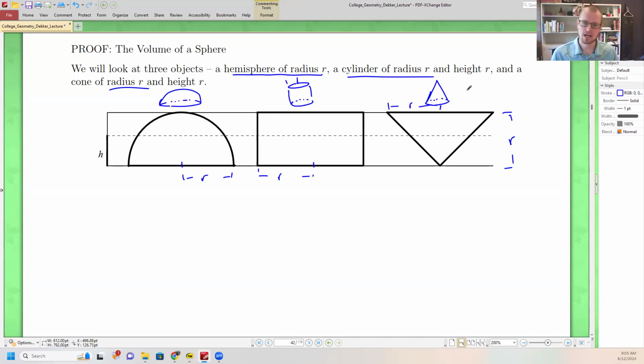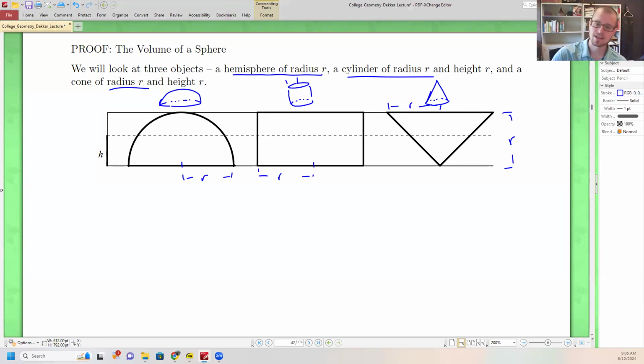And what we have to rely on as we develop our formula for the volume of our hemisphere, or sphere in total, is that we actually have the formulas for the volume of a cylinder and the volume of a cone. We're going to assume we have the formulas for those two things, and then we're going to come up with the formula for the hemisphere, and then we'll use that, of course, just doubling it to get the full sphere.